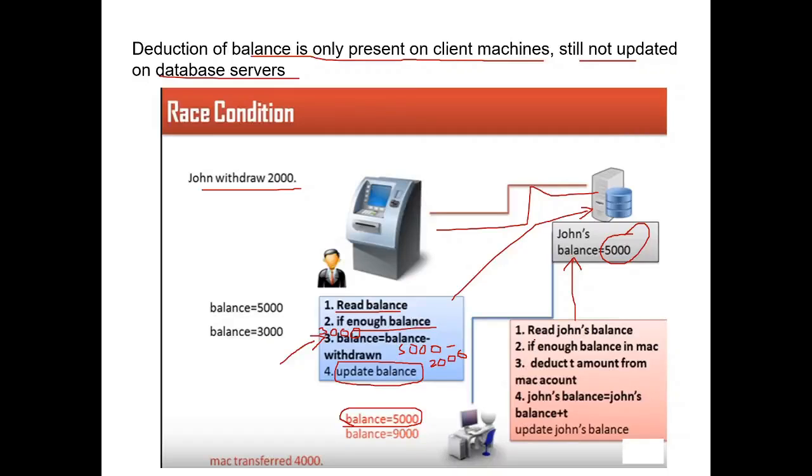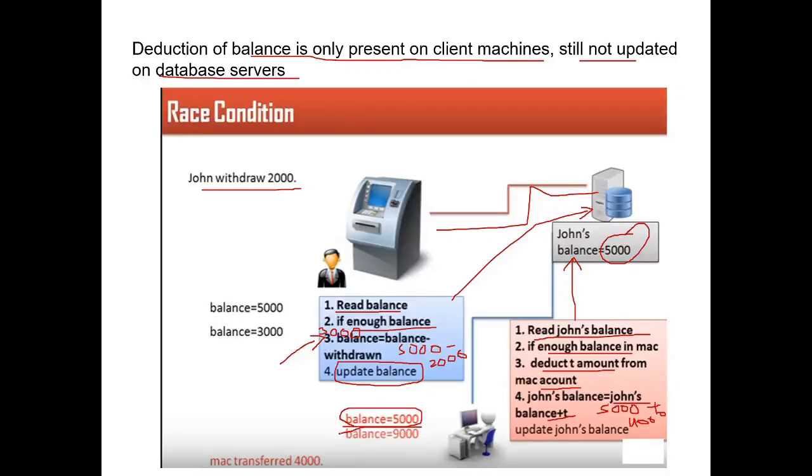On this side, the Mac process is going to read John's balance. If there is enough balance in Mac's account, then the amount will get deducted from Mac's account. So Mac wants to transfer the amount to John's account. If there is enough balance in Mac's account, the amount will get deducted and transferred to John's account. So John's balance plus the transfer amount. John's balance it has read is 5,000 and the amount he wants to transfer is 4,000. So 5,000 plus 4,000 is going to be 9,000. So 9,000 will be stored in John's balance.